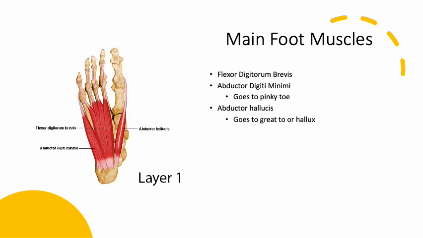So the flexor digitorums are on the three middle toes, and there's a little piece that goes over the pinky toe. Doesn't really do a whole lot because we can't move our pinky toe a lot. The abductor digiti minimi goes to the minimal size digit, which is the pinky. And then the hallux is the big toe. So the abductor hallucis is the one that's on the big toe.